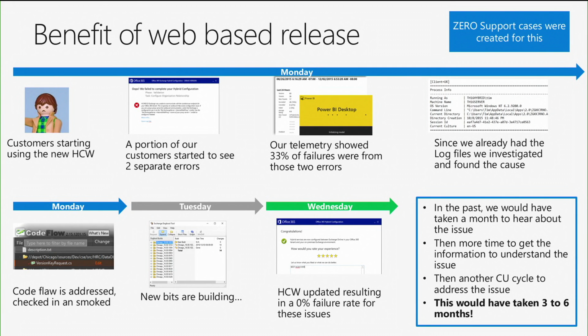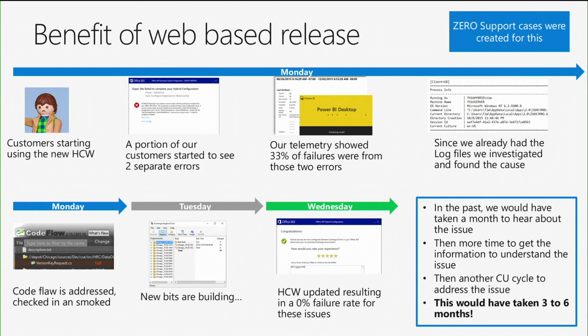And again, as you utilize the hybrid configuration wizard, you can take these updates very easily. So customers that are starting to run through the process on this Monday are seeing this new release. We did notice that a portion of customers who were running through the wizard started to see two interesting and unexpected errors. And the telemetry that we collect from the tool showed us that 33% of the failures that the users were experiencing with the hybrid configuration wizard were from these two errors that we really did not expect. These are errors that you would normally not get when running through the tool for legitimate reasons.